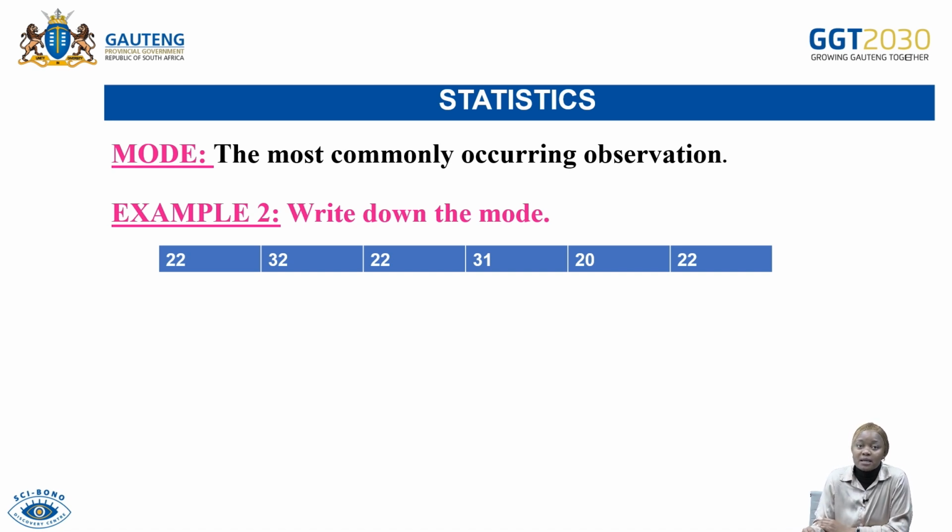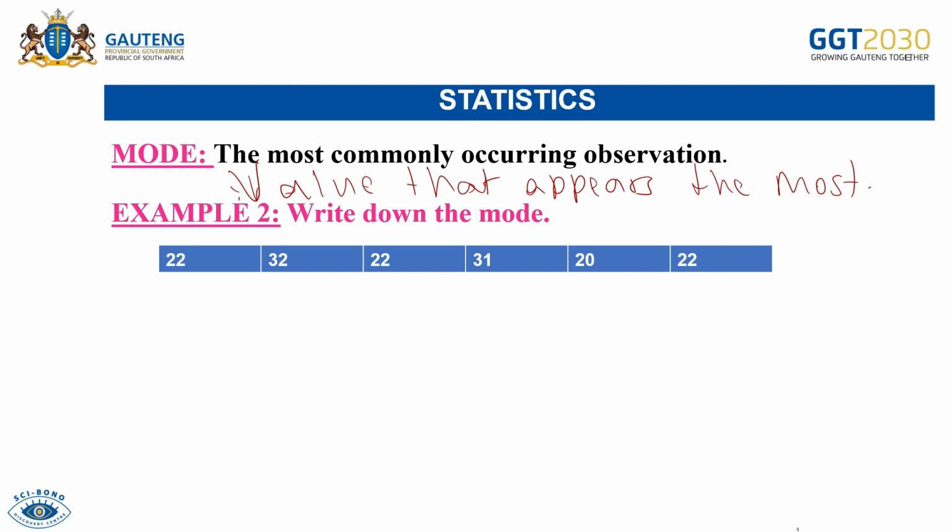Okay, now let's look at the mode. The mode, as I said previously, is the most commonly occurring observation, or you can say it's the value that appears the most. Okay, so example number 2, they're now saying write down the mode. So you are checking your values. You can see you've got 22.